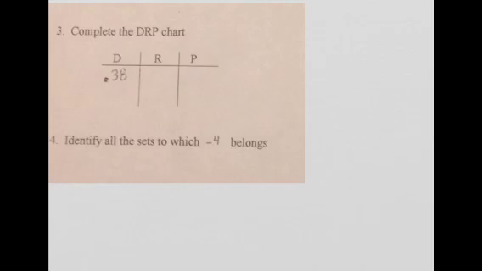DRP chart, this is going to be 38 over 100. And to simplify that, it's going to be 19 over 50. To make it a percent, we move the decimal 2 places to the right, so it's going to be 38%. -4 is a rational number, and it is an integer, but it's not a whole number because of the negative.